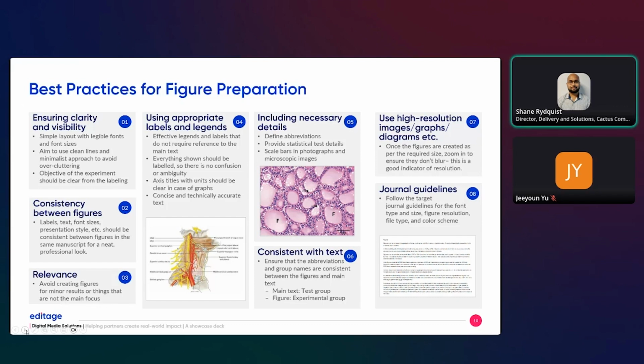The first and foremost element when it comes to your figure preparation is to ensure that there is clarity and visibility in the figure that you are presenting. Oftentimes, people will represent a bar graph with very small font, not clear distinctions, and that becomes difficult for somebody to gauge what it is exactly that's being represented and why that's being used.